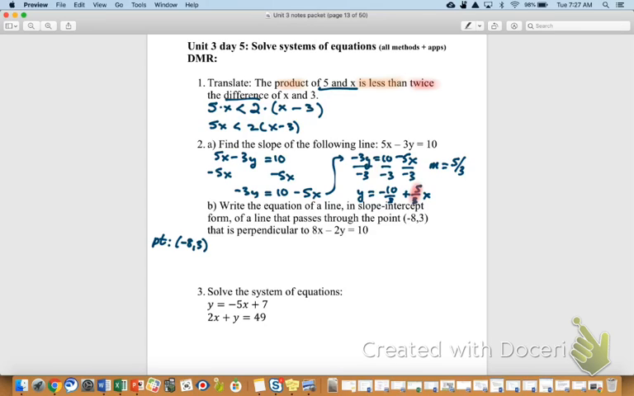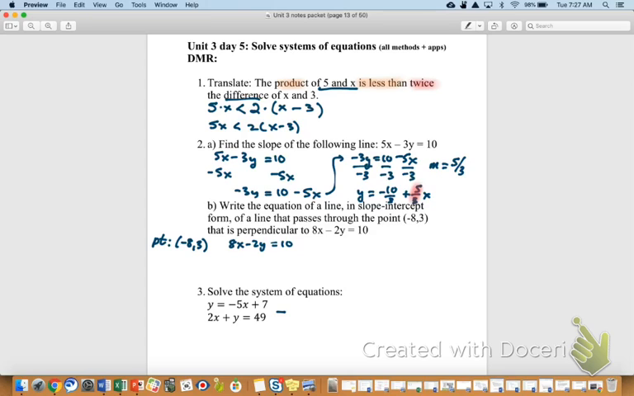But my slope is not terribly obvious. We are told that my line is perpendicular to this other line. So my first thought is, if I could figure out the slope of this other line, that might help. So I'm going to go ahead and try that. To figure out the slope of the other line, I need to put it in slope-intercept form. So I'll write 8x minus 2y equals 10.